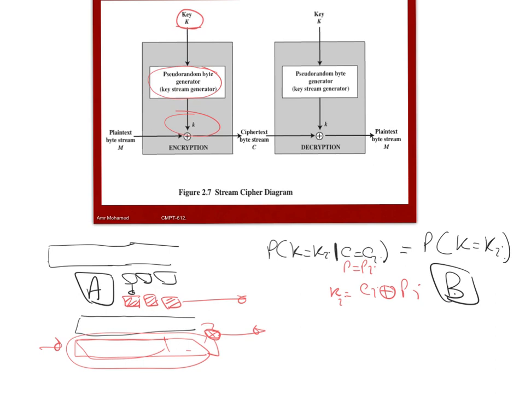TCP, UDP, whatever. Is that clear? So this is why the stream ciphers have a good property and a bad property. The block ciphers have very strong properties from the security perspective. The security properties of the block ciphers are actually very good.